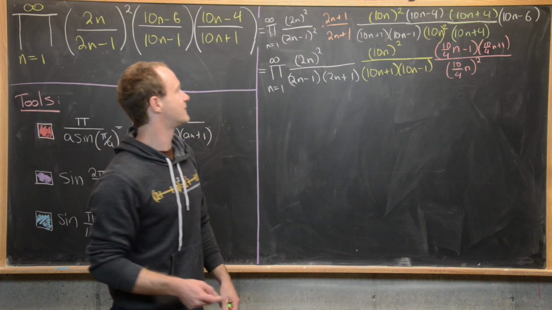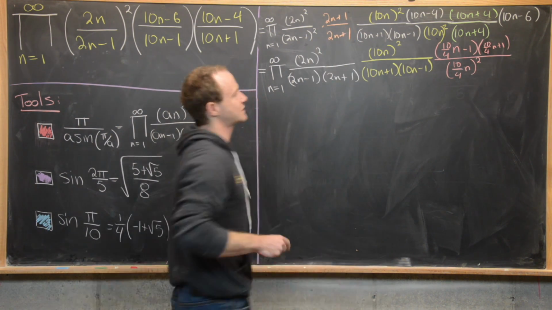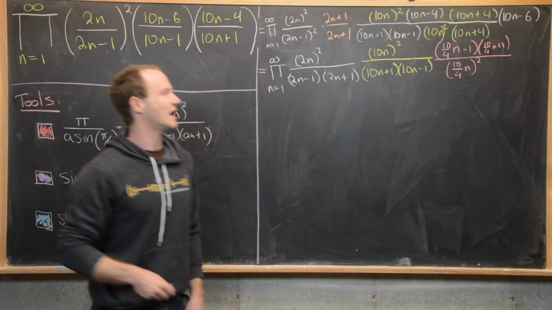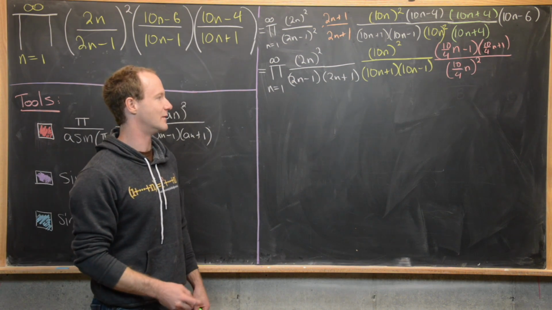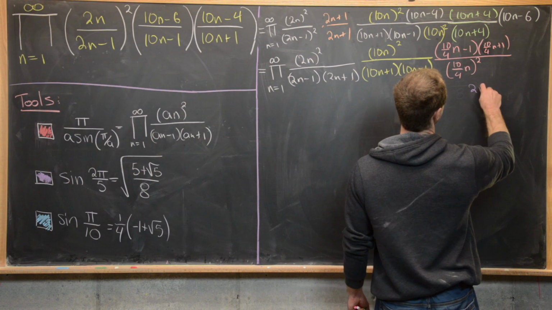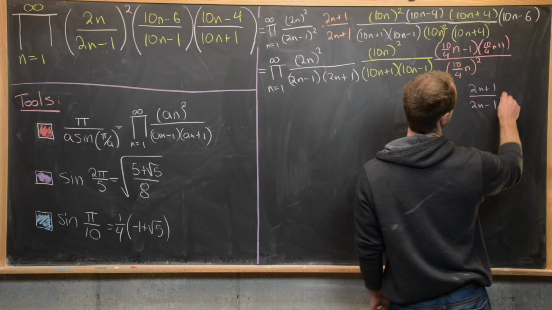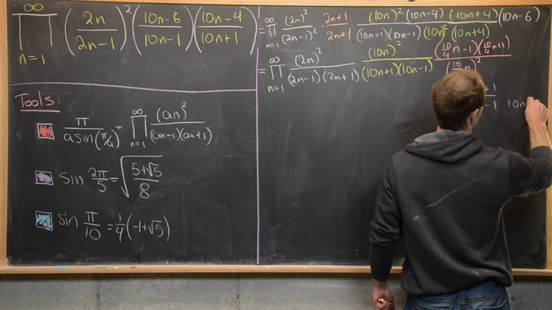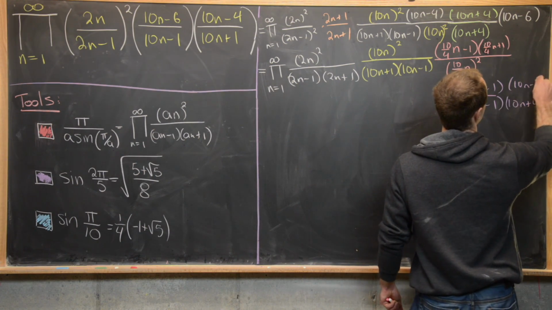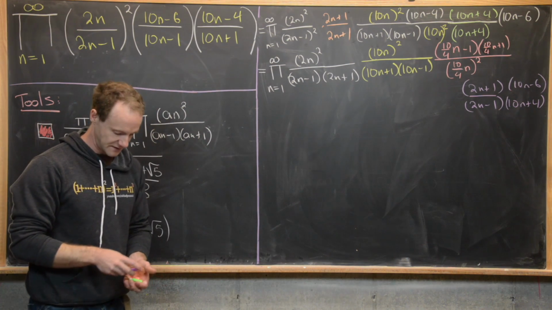The only thing that's left over is one of these 2n minus 1s, a 2n plus 1 in the numerator, a 10n minus 6 in the numerator, and then a 10n plus 4 in the denominator. So let's maybe go ahead and fit that in right here. So we'll have a 2n plus 1, a 2n minus 1 from one of those, and then a 10n plus 4, and then finally a 10n minus 6. So that's what's left over after grouping all of these together.